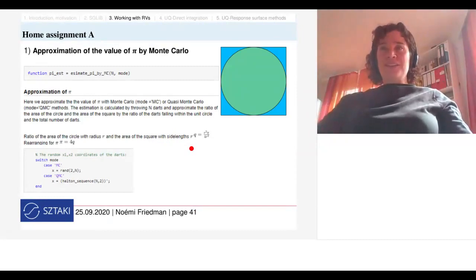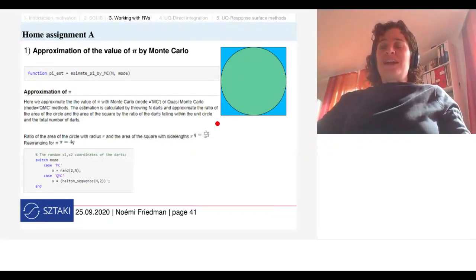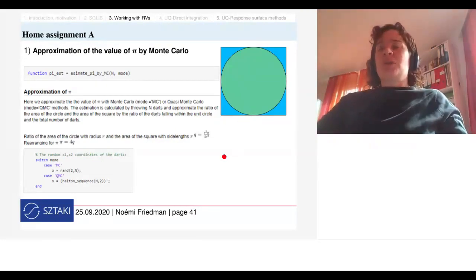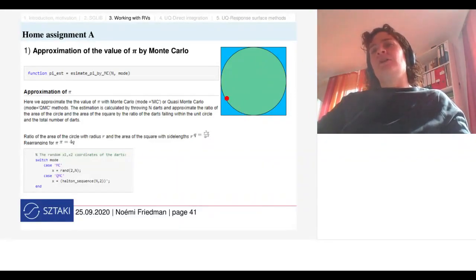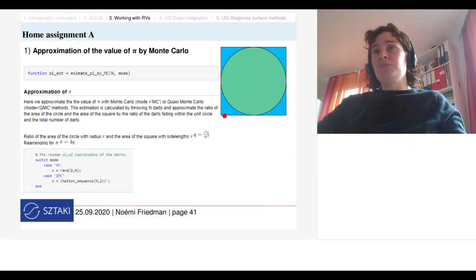Now, this is the assignment that I wanted to give you, which is the example that Professor Matthies mentioned. The task is to approximate the value of pi by the Monte Carlo method. To estimate the value of pi, we will estimate the area of this circle. We will throw darts at this table, and throwing darts only means sampling from a uniform distribution. I have two random variables, one in the x direction and one in the y direction.